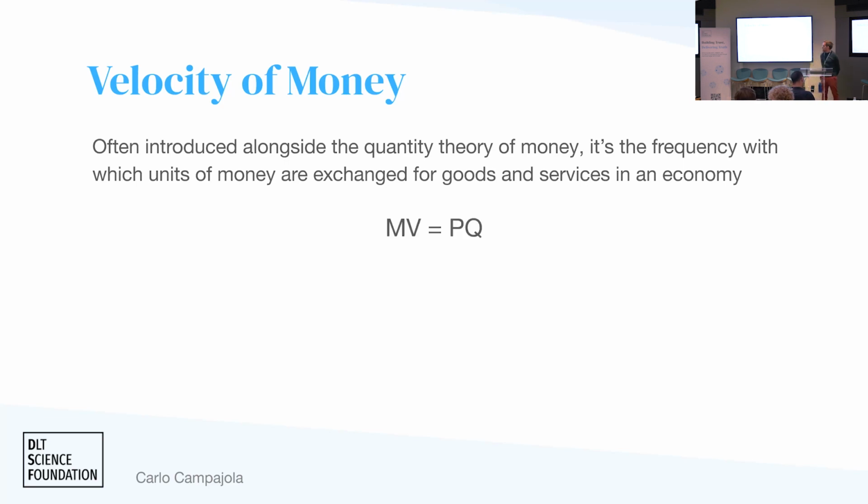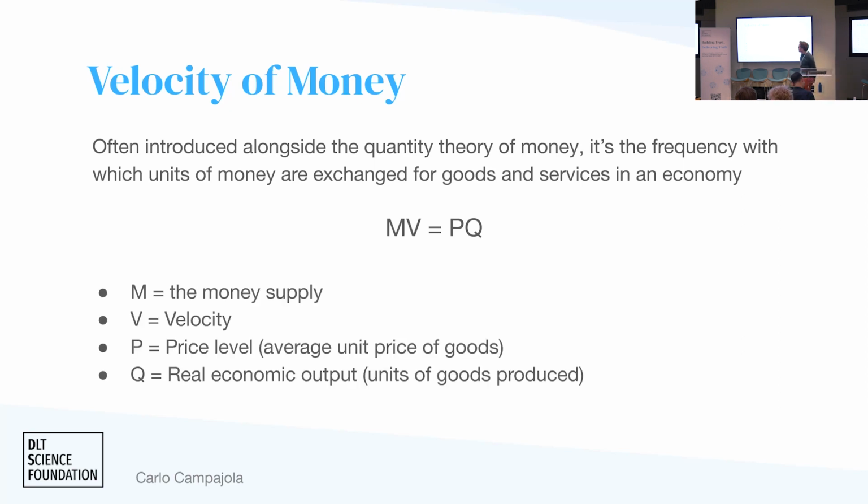So the key equation in here is MV equal PQ, and what does that mean? On the left-hand side, you have the money supply and the velocity of money. Money supply is basically the amount of money that is going around in the economy. And on the right-hand side, you have the price level, so the average unit price of goods, and the Q, the real economic output, so the number of units of goods that are produced and exchanged in an economy.